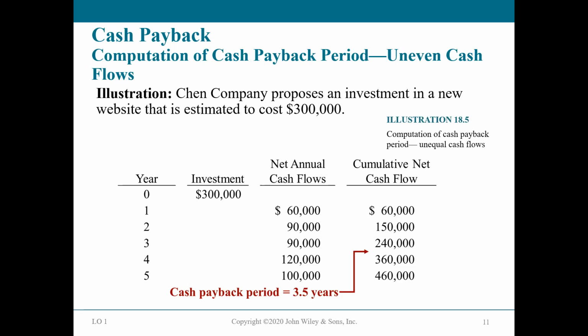In this example on screen then, we look at the original investment of $300,000 and we have the net annual cash flows. So we have 60, 90, 90, 120, 100 over years 1 to 5. Our cumulative net cash flow, then, we would add up over time. Again, this is not looking at time value of money. So the $300,000 investment would be recovered somewhere between 3 and 4 years. We're saying 3.5 just for demonstration purposes. So when your net annual cash flows are not even every year, you need to determine the cumulative net cash flow each year.